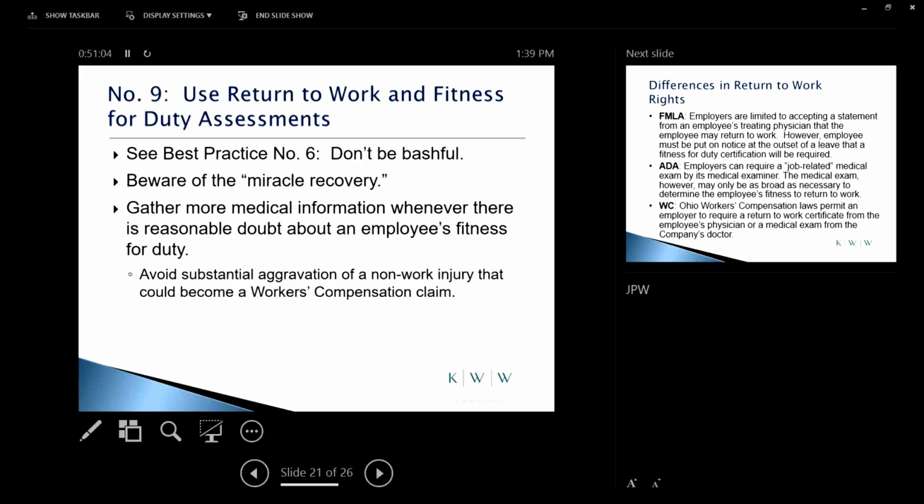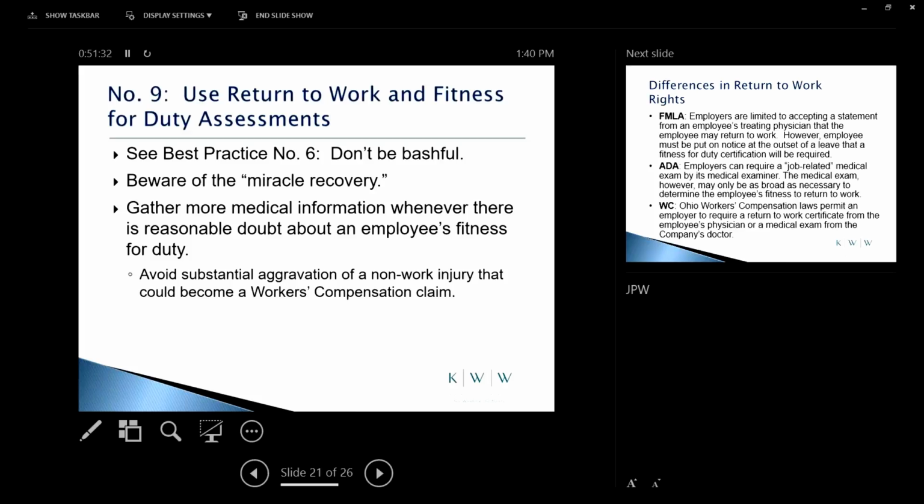And we were suspicious of it based on its proximity in time to his loss of seniority. And so we went the route of a second opinion or fitness for duty exam by a doctor of our own choosing to determine whether or not that miracle recovery was legit or not. And by the way, it was not. So that would be an example of where you want to use a fitness for duty assessment.